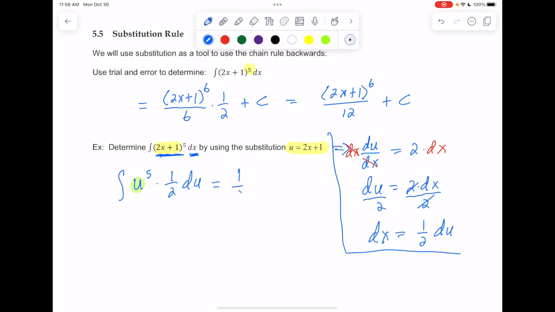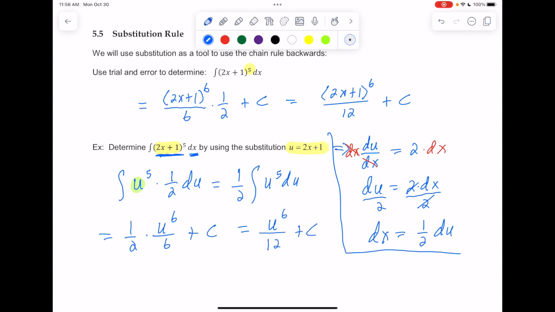We can factor the 1/2 out front and then just have u to the fifth du. We can apply the power rule. So this becomes u to the sixth over 6. We would add our constant of integration c. That gives us u to the sixth over 12 plus c. Now the problem is we got asked a question about x's, and currently I'm trying to give an answer that has u's in it. So what I have to do is back substitute.